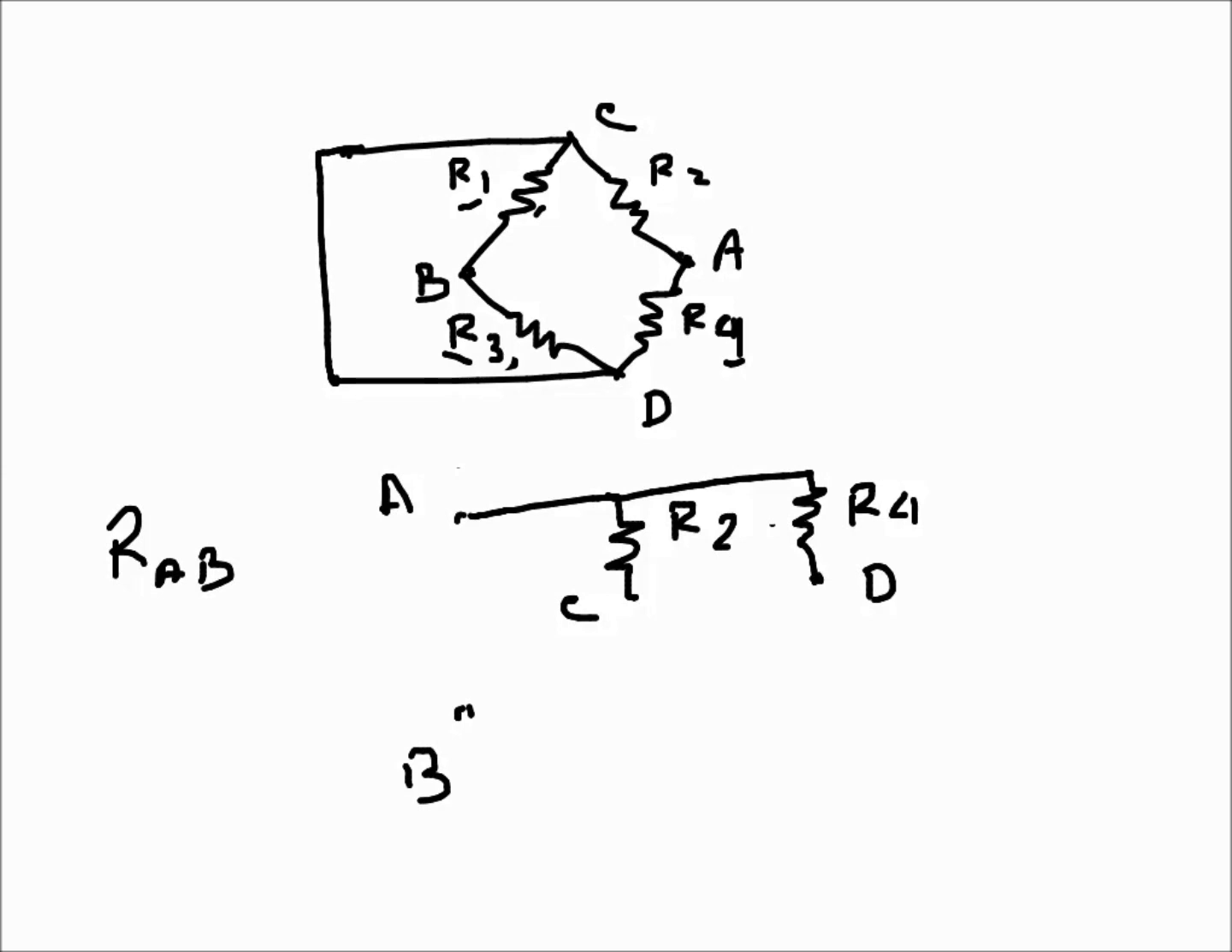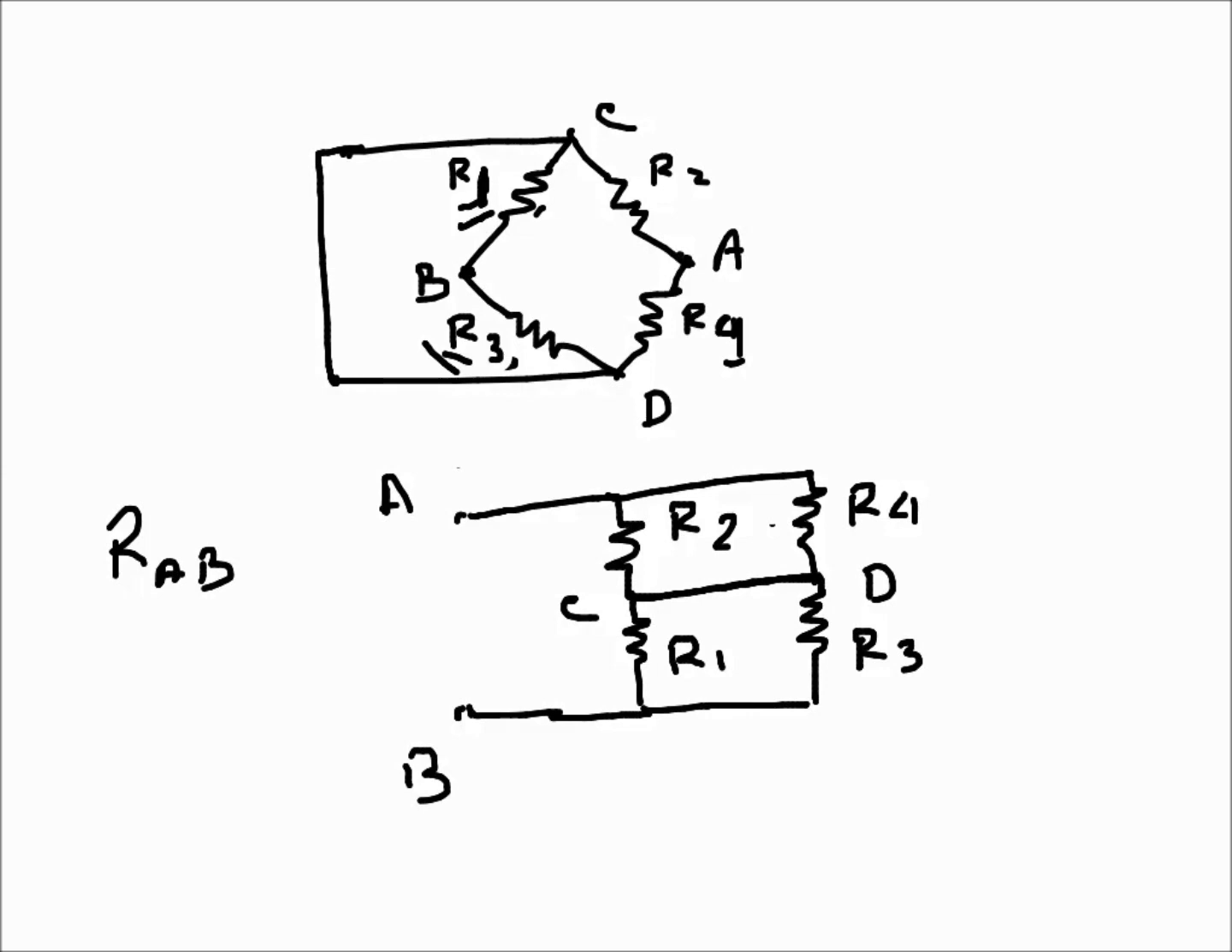Again from B we have R1 going to C, and from B we have R3 going to D. So this is R3, this is R1. From B, R1 goes to C here, and R3 goes to D. And finally C and D are short-circuited, so C and D are the same point.